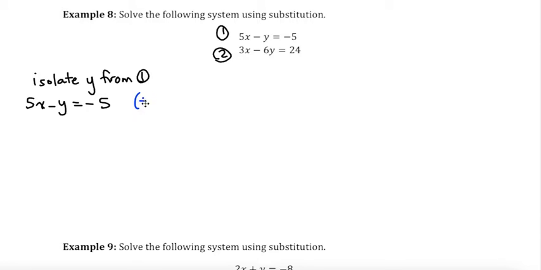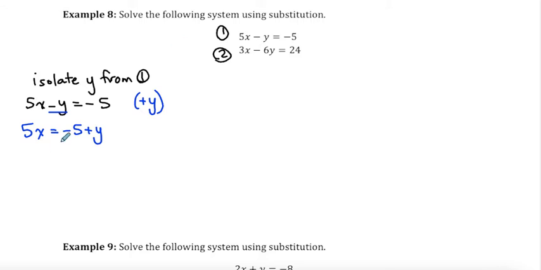So I'm going to add y to both sides because that's the opposite of subtracting y. So I start with 5x. Negative y plus y is 0, and that's equal to negative 5 plus y. I could have put my y in front of my negative 5. It wouldn't have made a difference.